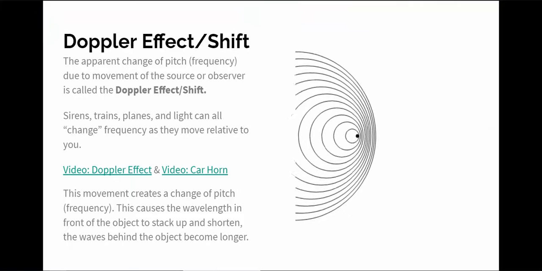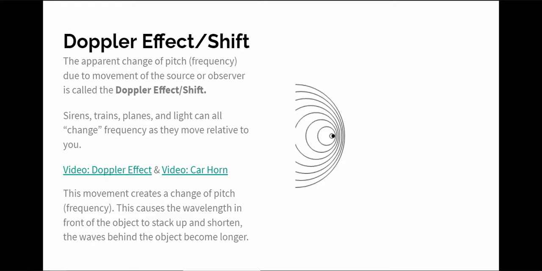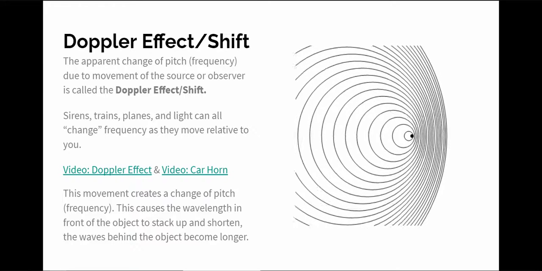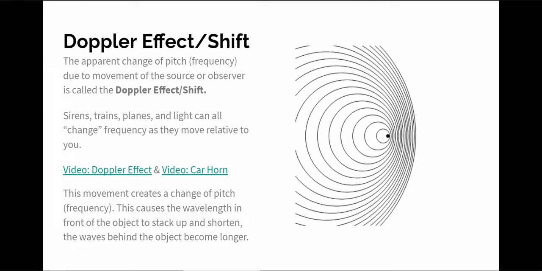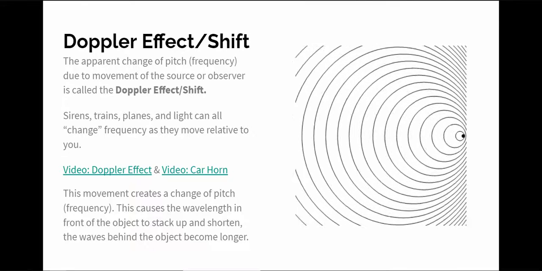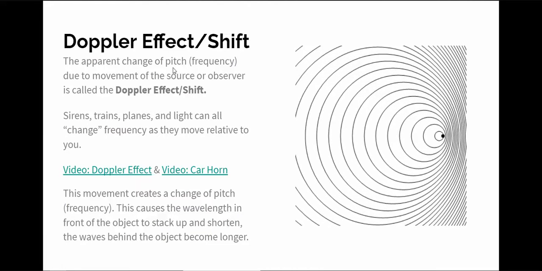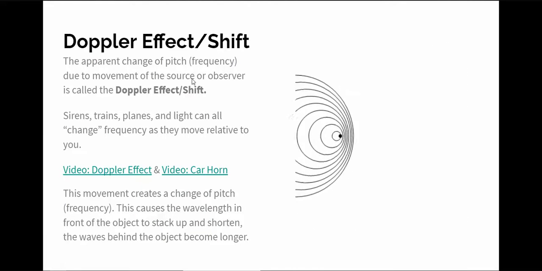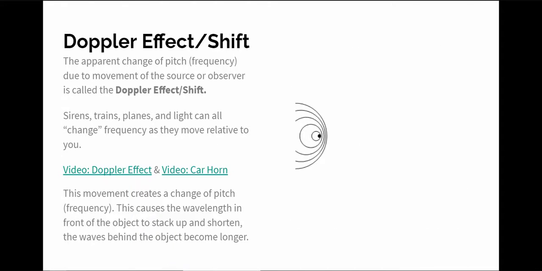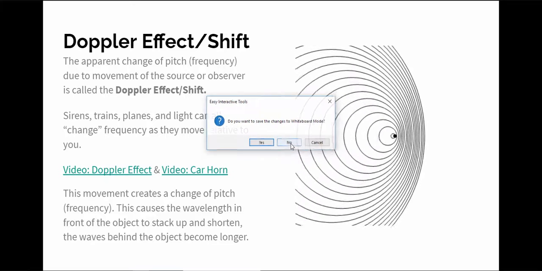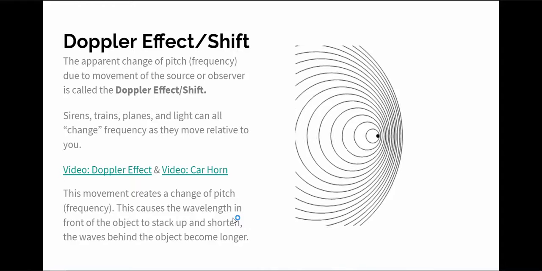So this brings up Doppler shift. So the Doppler shift is, as it says right there, or Doppler effect. I kind of use the words interchangeably, and I shouldn't, but I'm not going to get detailed enough that it makes a difference. But yes, there is a difference there. So it says, the apparent change of pitch, or frequency, due to the movement of a source or observer is called the Doppler shift, or Doppler effect. Okay, so what does that mean? How does that change something?